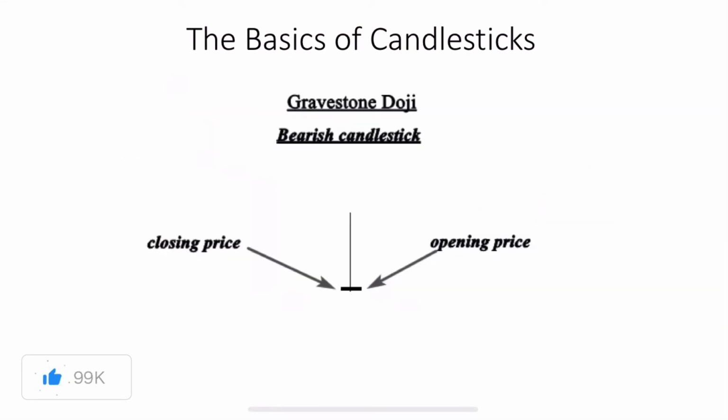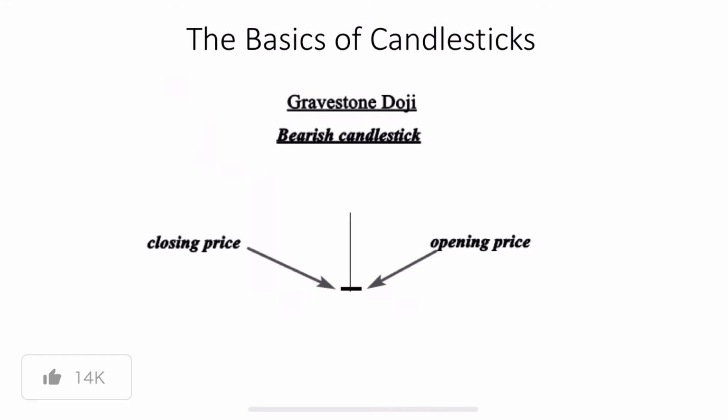So let's move on to the gravestone Doji. A gravestone Doji is a bearish candlestick. This is another type of Doji. The gravestone Doji is a bearish version of a dragonfly Doji. It is formed when the open and close are the same or about the same price. So the opening and the closing price are all the same.